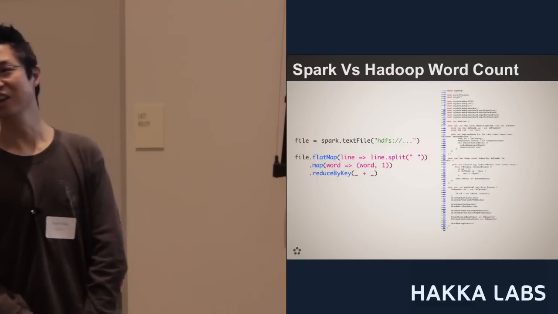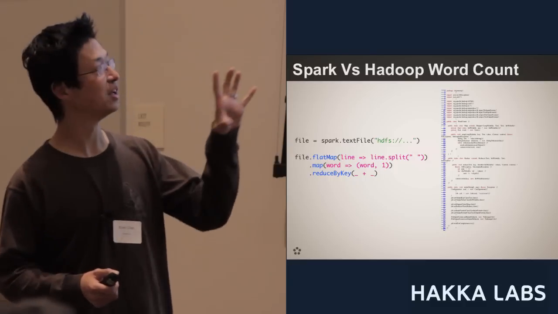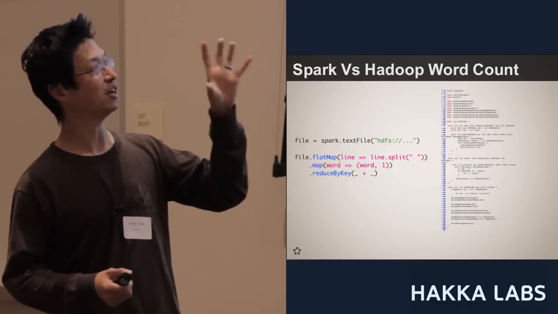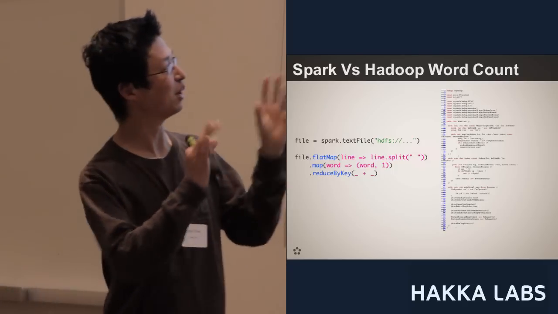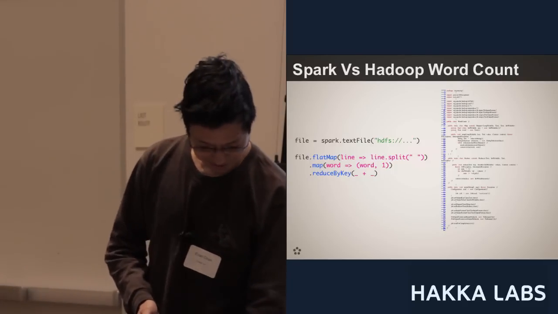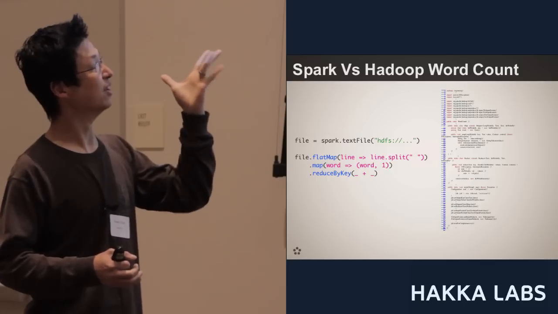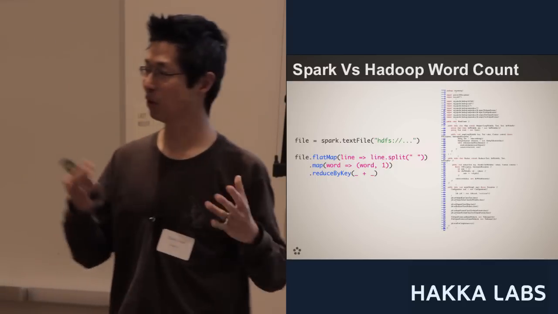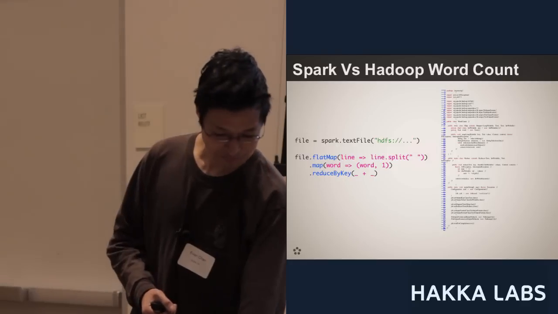This is a fun slide. I like showing this. On the right side is the Java MapReduce program for word count. I had to shrink this to about 4-point font to get it to fit on the slide. On the left is the same thing done in Spark. It's just 4 lines, basically. So it's pretty amazing.